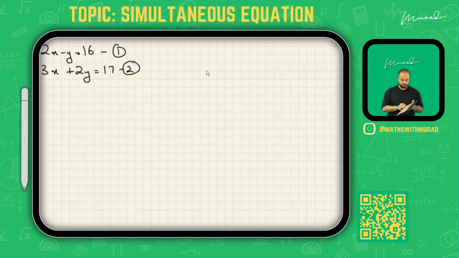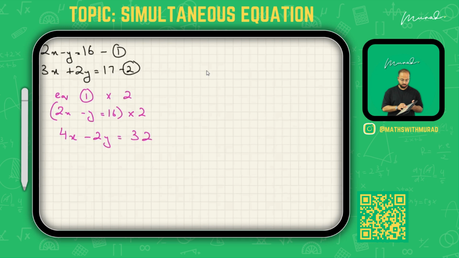Why is it easy? I just need to do one single thing over here. As you are observing, we are seeing 2 as the coefficient of y, right? And in this particular thing over here, there is 1 as the coefficient. So what I need to do is I'll multiply my equation 1 by 2. So now what will happen? 2x minus y equals 16. I'll multiply this by 2, so it becomes 4x minus 2y equals 32.